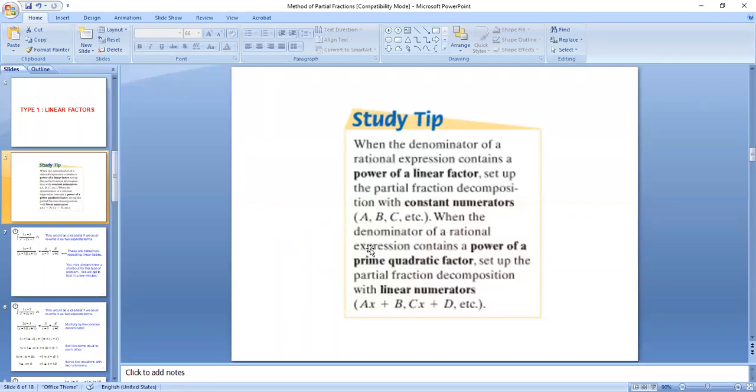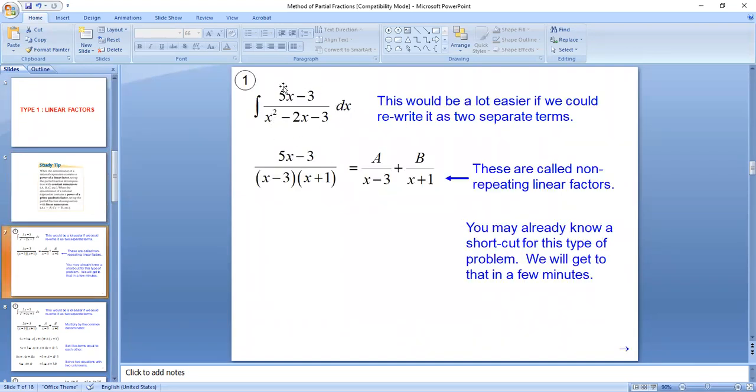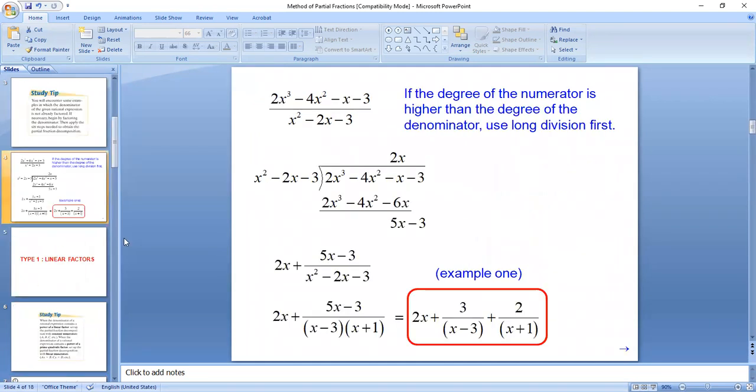When the denominator of the rational expression contains a power of a prime quadratic factor, which is type 3, I will discuss later, set up the partial fraction decomposition wherein the linear numerators will be ax plus b or cx plus d. This part I will discuss in type 3. I will only discuss this first part here. So this is the example. This is your integral. The example will illustrate how you come up with this. So we go to this one now.